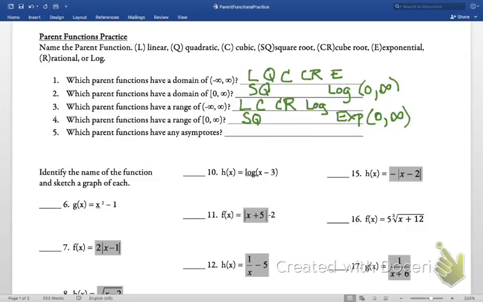Now, which parent functions have asymptotes? Okay, so the first one that comes to mind is our rational. The log has an asymptote and the exponential. So there are three that have asymptotes. Okay?